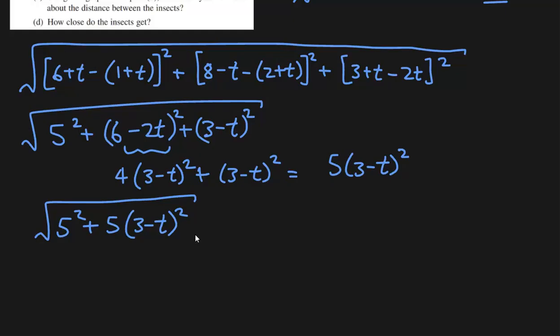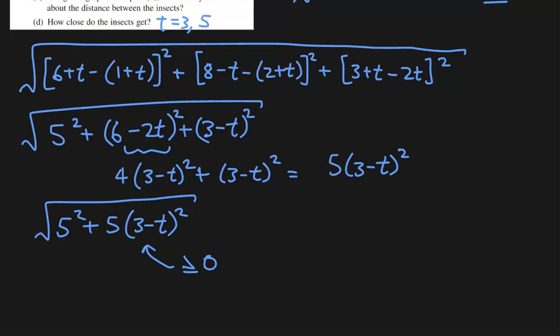To minimize this, well, think about it. (3 minus t) whole squared is greater than or equal to 0. So the closest the ants will ever get is when (3 minus t) whole squared is equal to 0, which is at time equals 3. So we know that right away. And then once that is 0, 5 times (3 minus t) whole squared will be 0. So it's just the square root of 5 squared, which is 5.